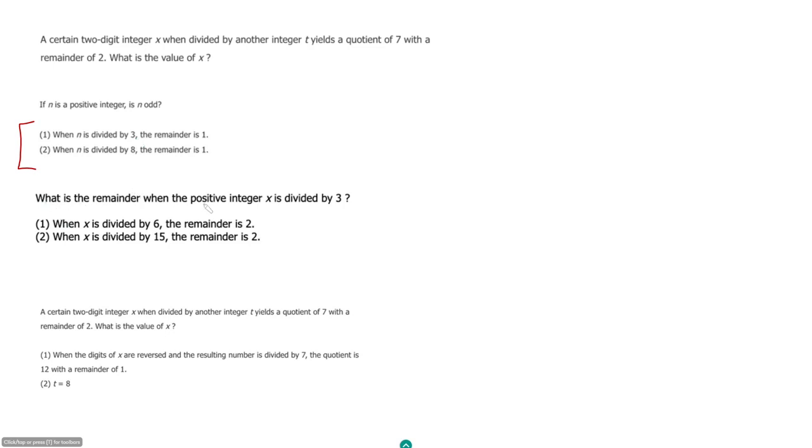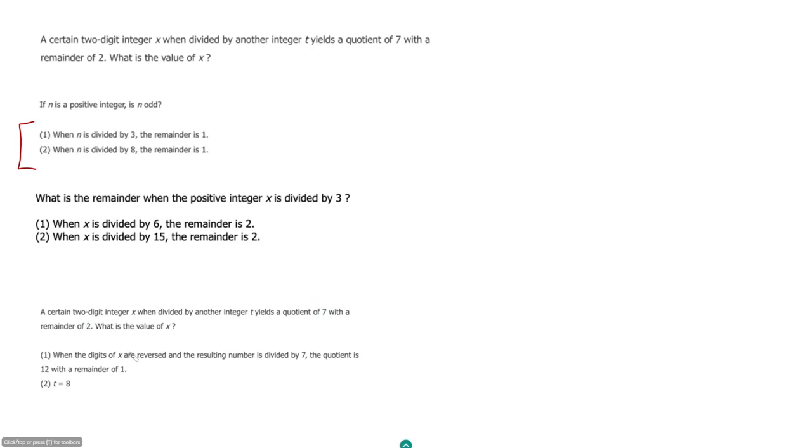Next problem says, what is the remainder when the positive integer x is divided by 3? Then your first statement says when x is divided by 6, the remainder is 2. Same thing, you could have said when x is divided by 6, the quotient is q, and the remainder is 2. The second statement says when x is divided by 15, the remainder is 2. Then this last one says a certain two-digit integer x, when divided by another integer t, yields a quotient of 7 with a remainder of 2.